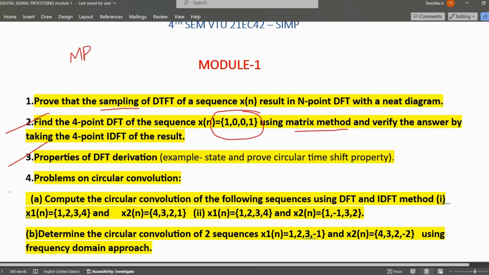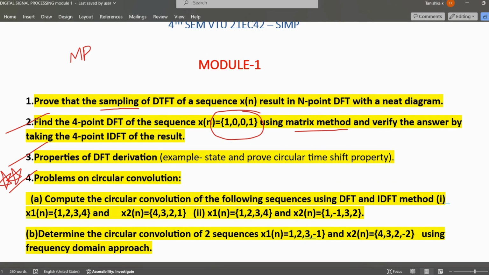The problems on circular convolution are the type of questions which will be there in every question paper, and it is also a very important concept. Okay, so study this concept very thoroughly because it is a very easy concept. The problems on circular convolution are very easy and it's also a scoring concept. You can get 8 to 12 marks from this concept. Okay, next, see the question here.